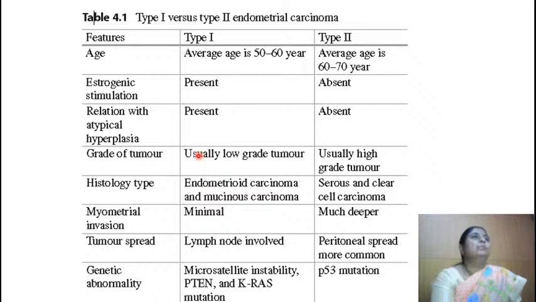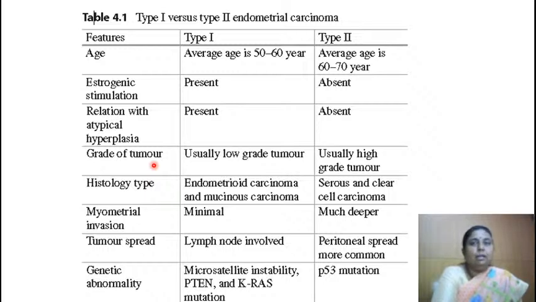Okay, and when you look at the grade of the tumor, what do you mean by the grade of the tumor? When you look at a tumor under the microscope, if it resembles the endometrial glands almost up to 50% or more, we call it well differentiated. That means the resemblance to a normal cell is still maintained.